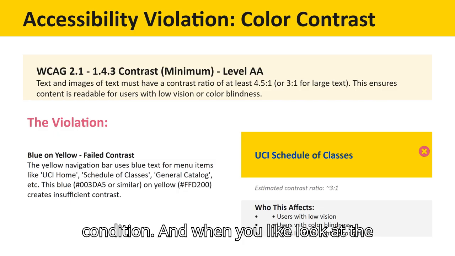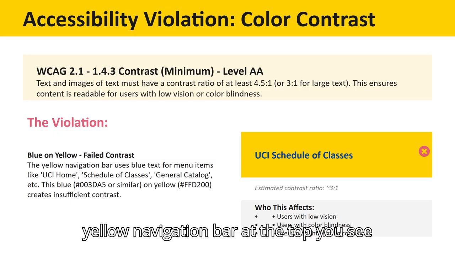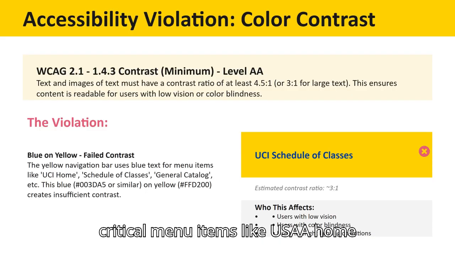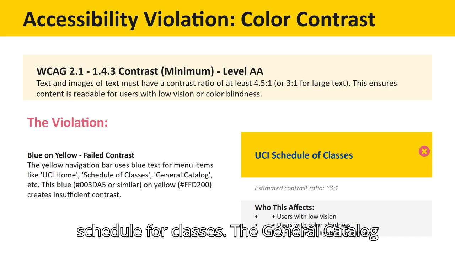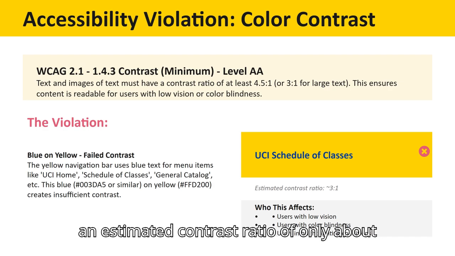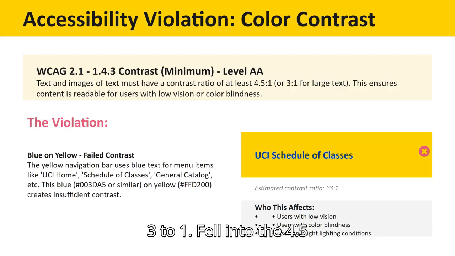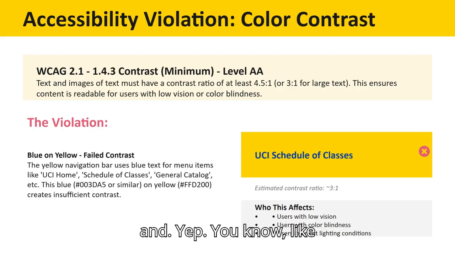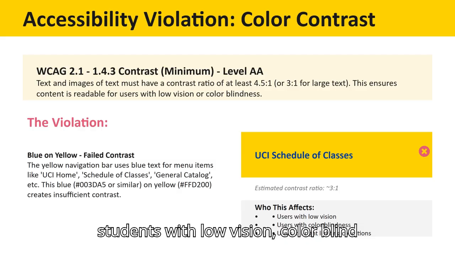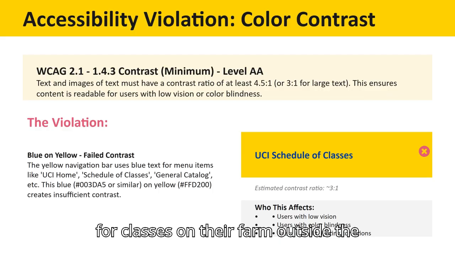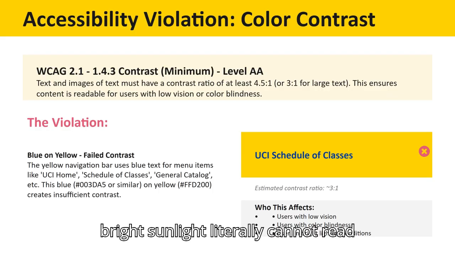light conditions. When you look at the yellow navigation bar at the top, it uses blue text on yellow background for critical menu items like UCI Home, Schedule of Classes, and General Catalog. This blue on yellow combination creates an estimated contrast ratio of only about 3 to 1, failing the 4.5 to 1 requirement for normal size text. Students with low vision, color blindness, or those trying to register for classes on their phone outside in bright sunlight literally cannot read this critical navigation element.